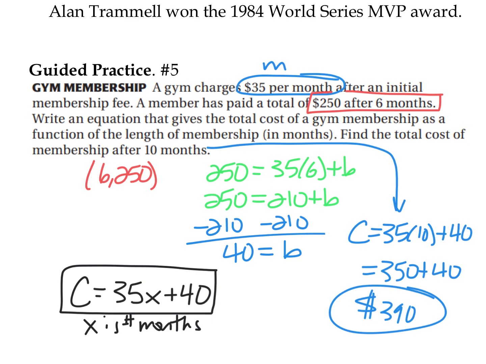Okay, so we solved for the starting amount. $40 is the initial membership fee. That's how much we're paying at 0 months, right? If I put 0 months in here, I'm still paying $40 for that initial fee. So when we see these application problems, remember, rate of change, that's our slope. The $35, that's the rate of change. We can use the 250 after 6 months to write an equation and solve for that starting amount.